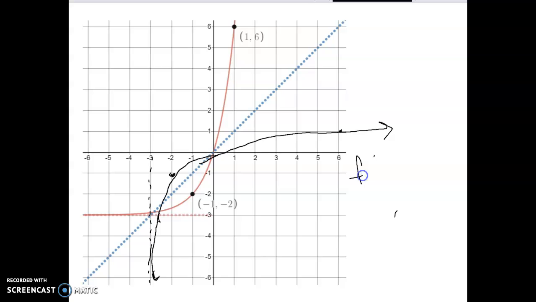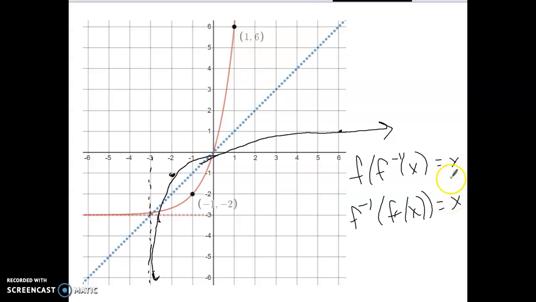If I did the function composed with its inverse, I would get x. And if I did the inverse composed with the original function, I would also get x. It doesn't matter which order you do it. You should end up with x both times because a function and its inverse undo one another and end up with where you started, which is just that plain old x.